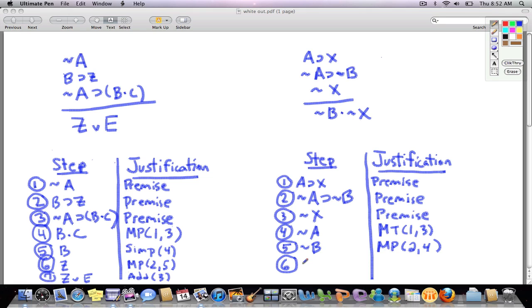And now, to finish it up, we've proven not B. We had not X. We just put them together as not B and not X. And when we combine two claims that we have as true, that's called conjunction. And that's a conjunction of lines 3 and 5. There you go.